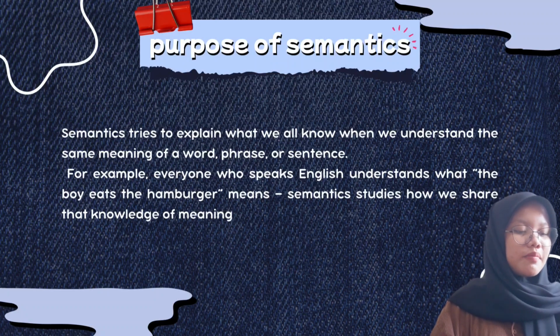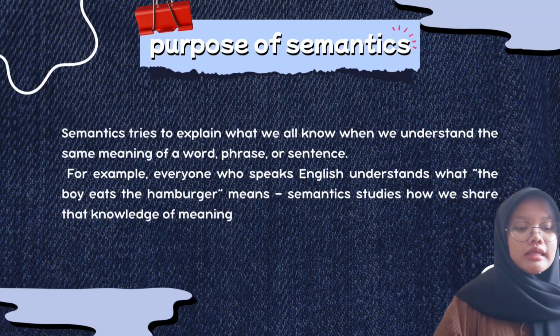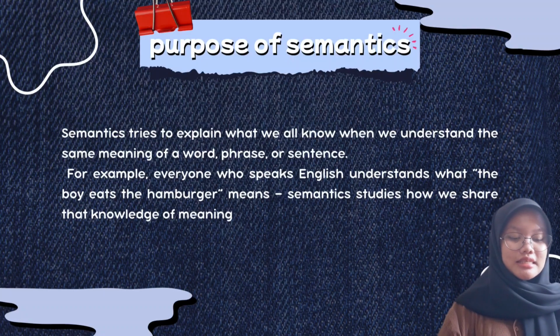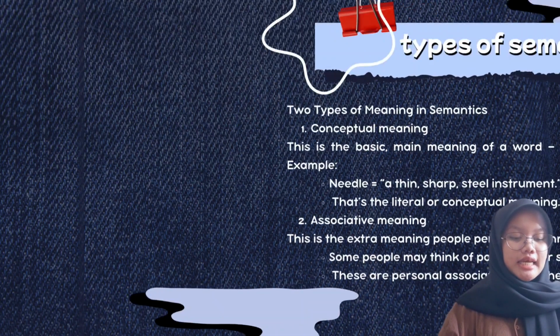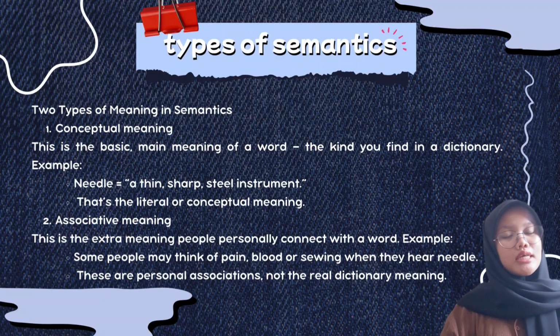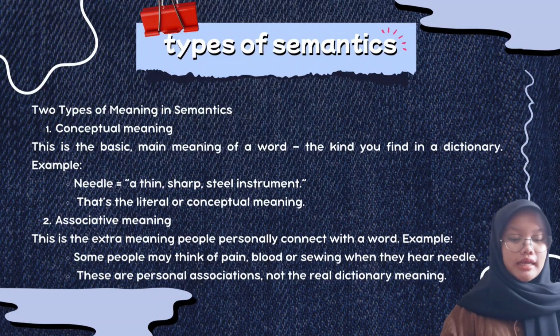Next, the types of semantics. There are two types of meaning in semantics. The first one is conceptual meaning. This is the basic main meaning of a word, the kind you find in a dictionary. Example, needle. In the dictionary, you can find the definition of needle is a thin, sharp, steel instrument. That's the literal and conceptual meaning.